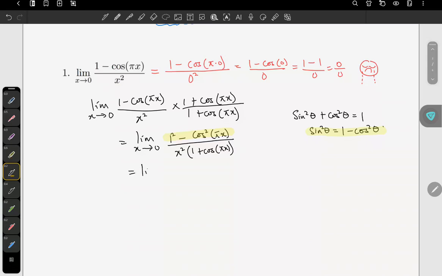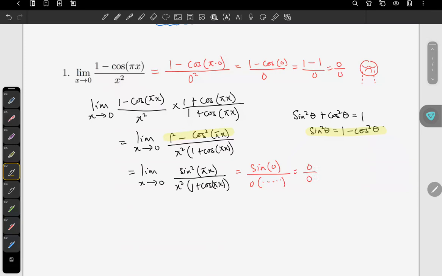So we have the limit as x goes to 0 of sine squared of pi x over x squared times 1 plus cos pi x. The danger is not averted yet, because if we try to plug in 0 here, we are still going to get sine 0 over 0 times something, and that is 0 over 0. So it means we still need to continue our manipulations.